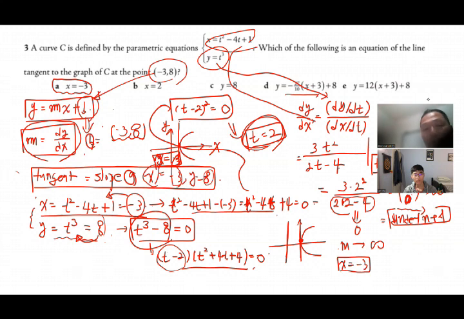Because now the problem gives you the point on the curve as minus 3 and 8. And as I said, the tangent line is vertically aligned. So the minus 3 should be the point crossing that tangent line. And that is the equation of the tangent line to the graph of C. Okay?